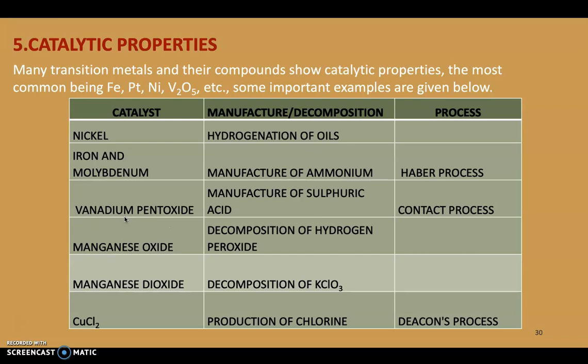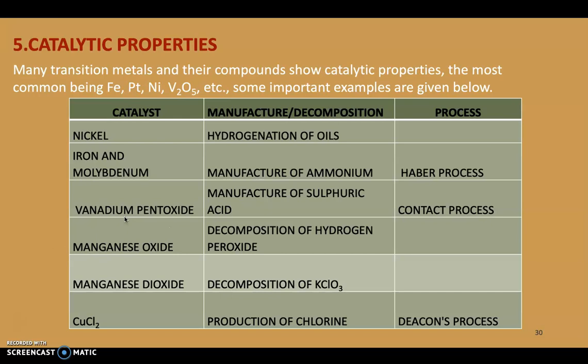Next important property is the catalytic property. This is the fifth characteristic property we have to study. First of all, we should know what a catalyst is. A catalyst is a substance which alters the rate of reaction. That means it can either decrease or increase the rate of reaction; either it goes very fast or it may become slow.